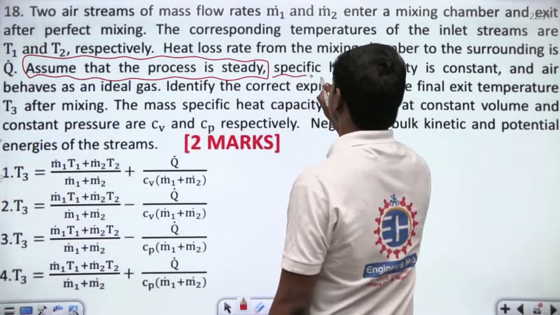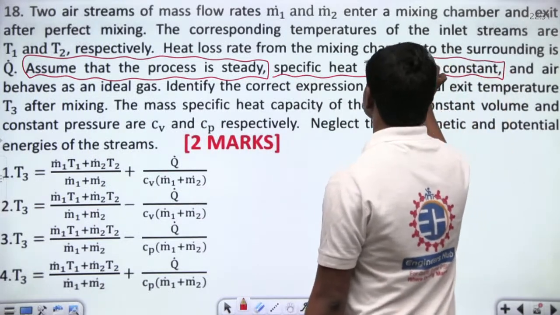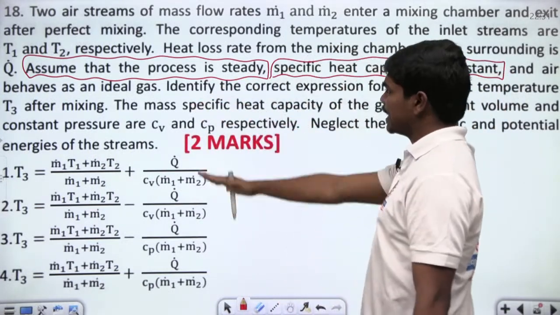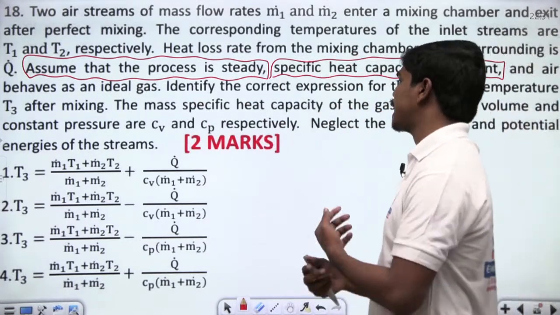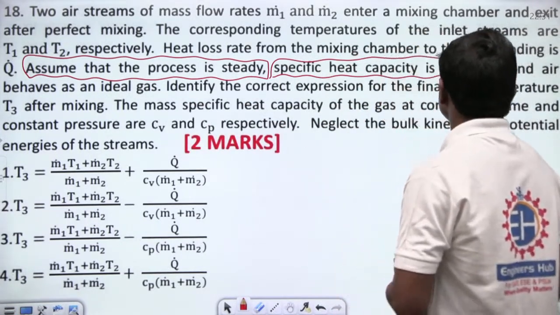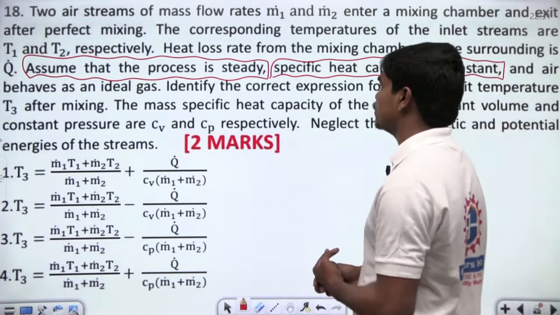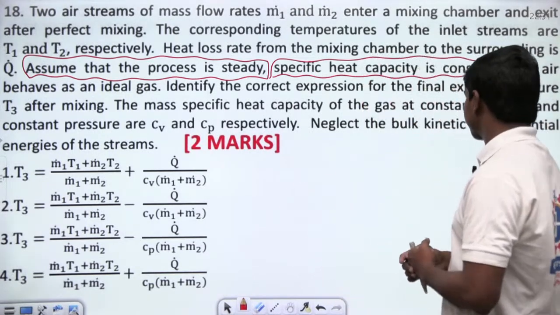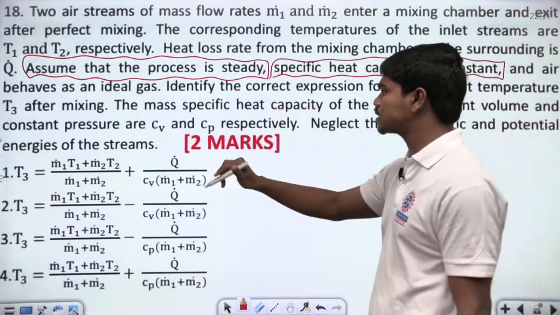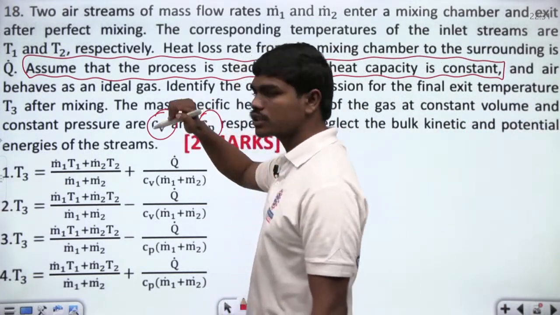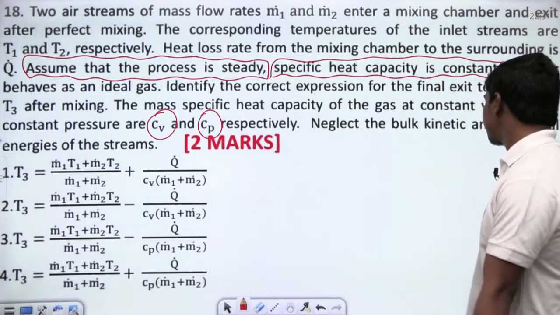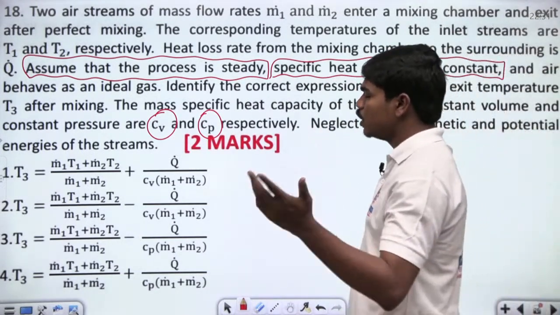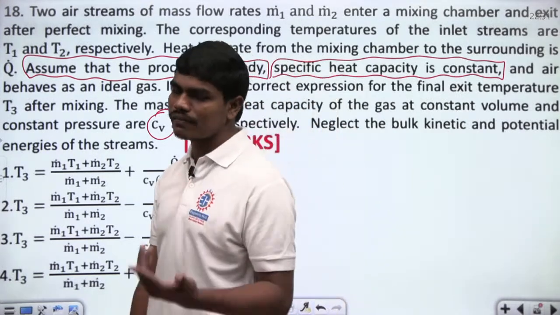This is also good, which means we can treat the substance as an ideal gas, and air behaves as an ideal gas. Of course, this is a perfect gas, a subclassification of ideal gas. Identify the correct expression for the final exit temperature T3 after mixing. The mass specific heat capacities of the gas at constant volume and constant pressure are Cv and Cp respectively. Neglect the bulk kinetic and potential energies of the streams. It's a very nice question, but again a very simple one.